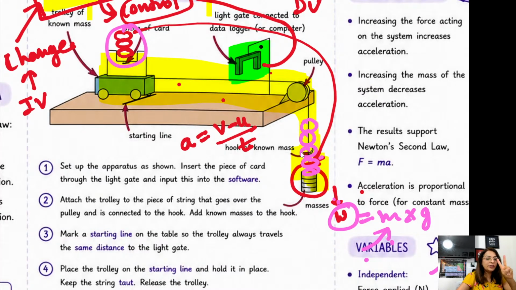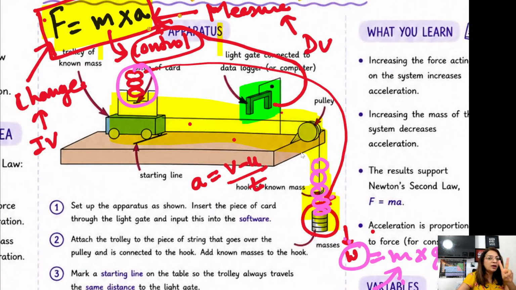There is a second variation to this practical. Listen carefully. They can ask you, you're still measuring the acceleration, but this time you do not change the force, but you change the mass. You change the mass. How do we change the mass? What should I do to change the mass?